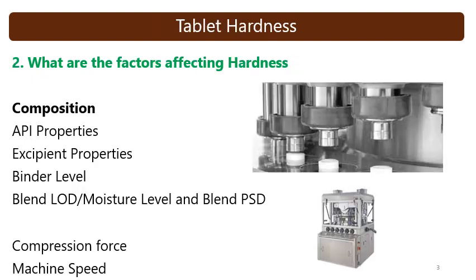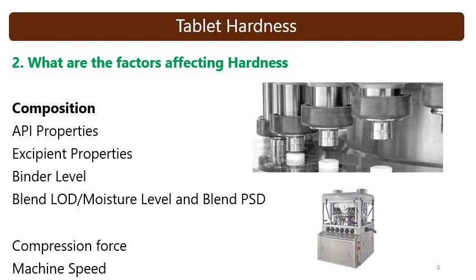Another question is what are the factors affecting hardness? So hardness is the in process test. Also hardness is very important for processing of the tablets and for performing the manufacturing steps like coating and packaging. So the factors which affect mainly the hardness are the composition related, which may be API properties, excipient properties, binder level, blend loss on drying and moisture level, and the blend particle size distribution.